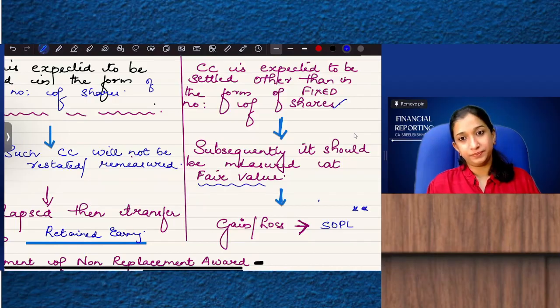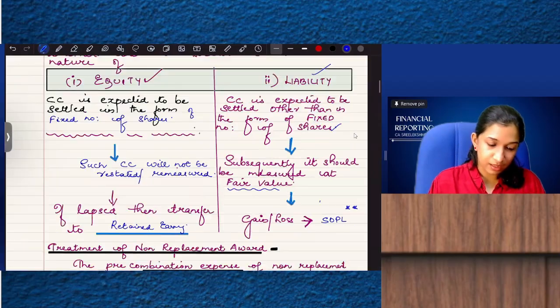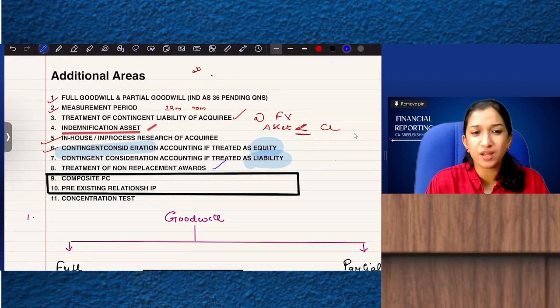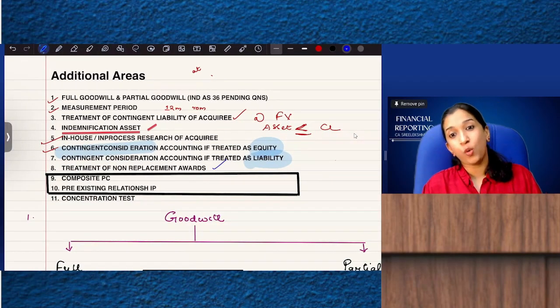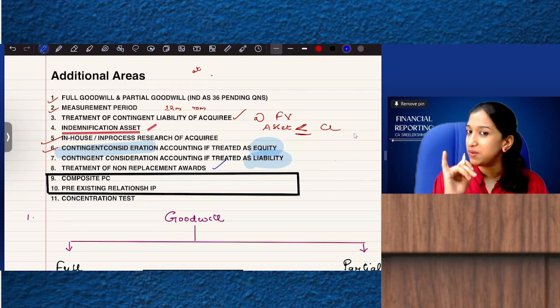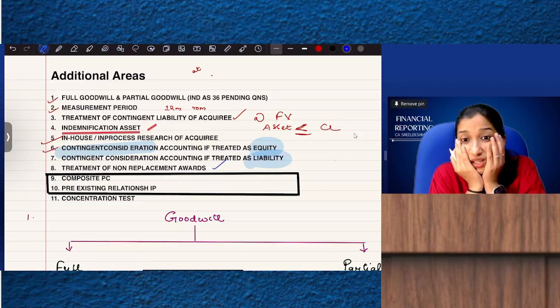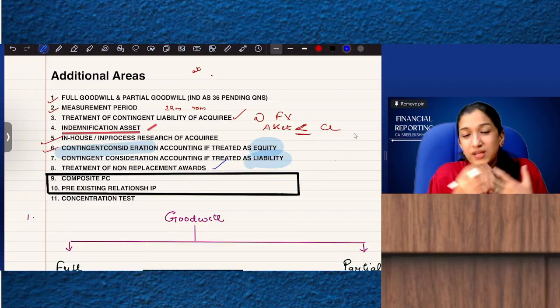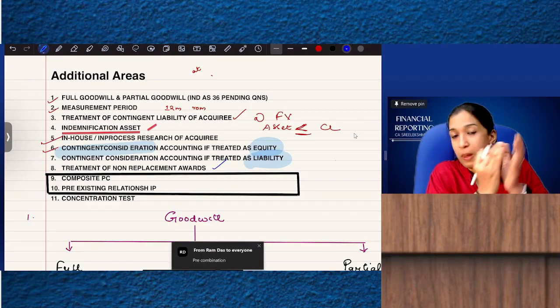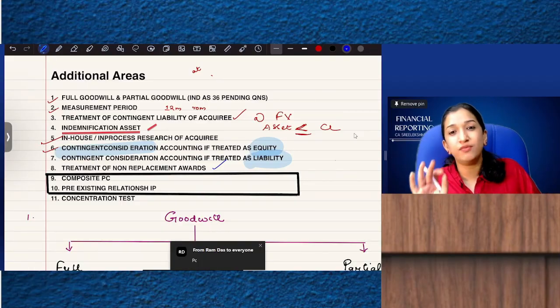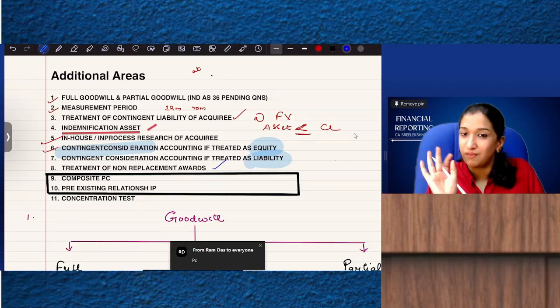Okay. Now, treatment of replacement award. What is a replacement award? The acquiree company was having a share-based payment plan, which is replaced by the acquirer. Then what is the treatment? If it is replaced by the acquirer, the acquirer will be bearing the expense. The acquirer's expense will be divided into two: pre-combination and post-combination. Pre-combination will be treated as part of purchase consideration. Post-combination will be recognized as expense over the remaining vesting period.